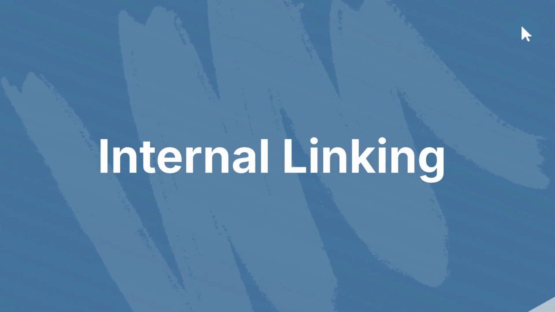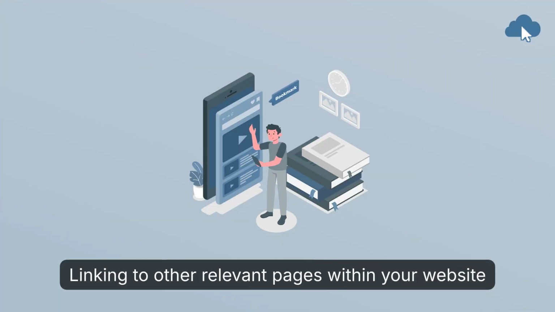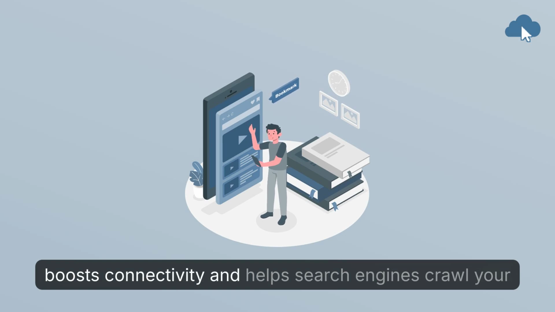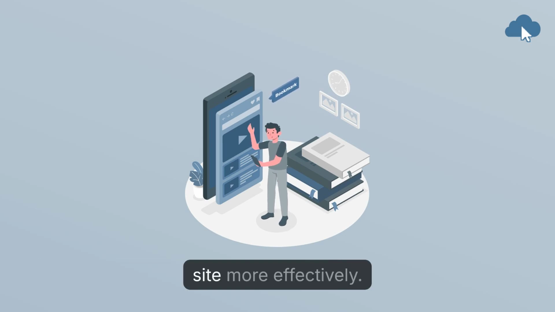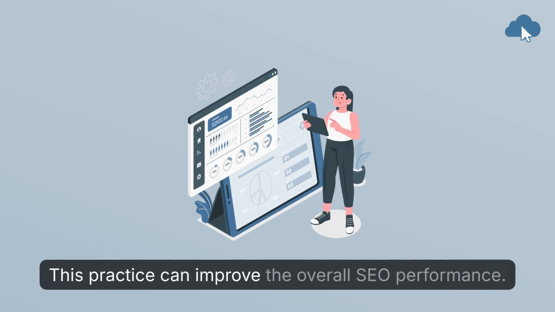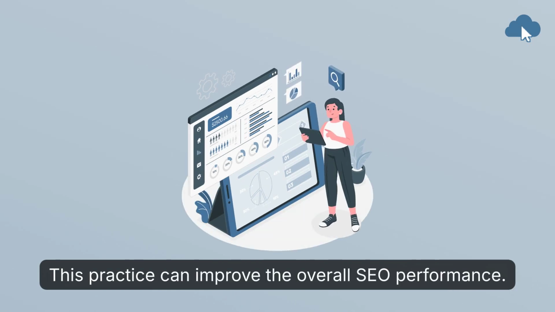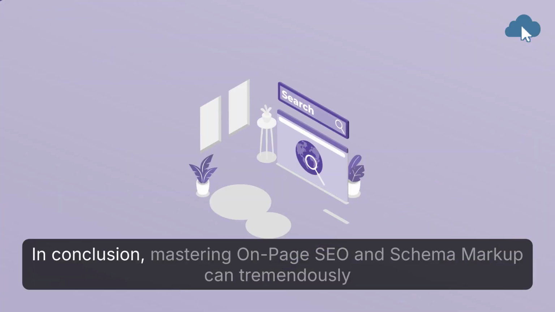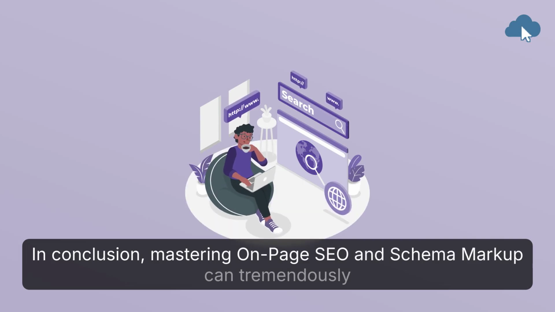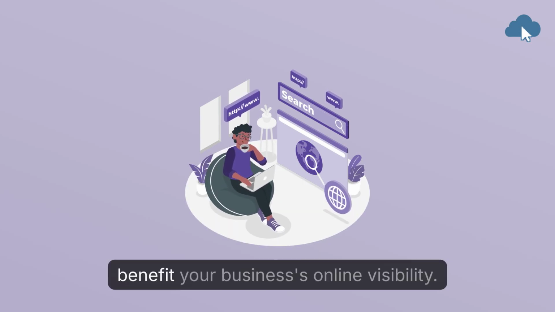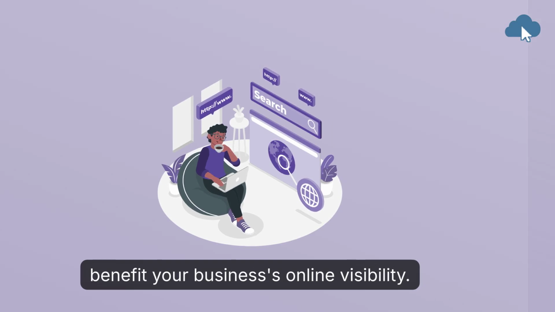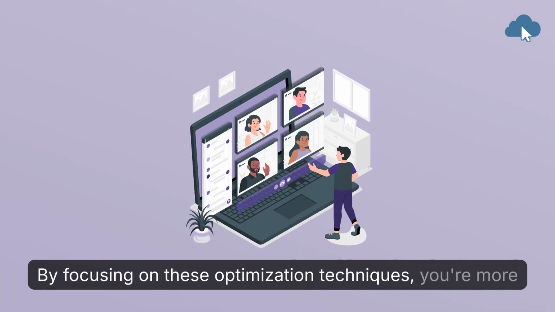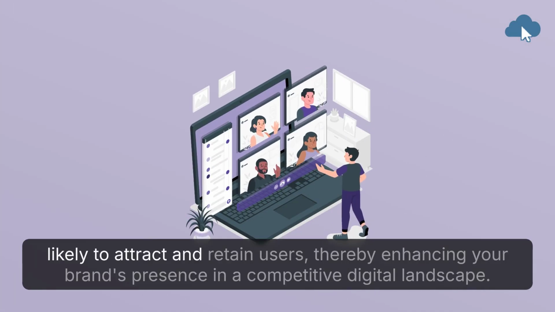Internal linking. Linking to other relevant pages within your website boosts connectivity and helps search engines crawl your site more effectively. This practice can improve the overall SEO performance. Conclusion. In conclusion, mastering on-page SEO and schema markup can tremendously benefit your business's online visibility. By focusing on these optimization techniques, you're more likely to attract and retain users.